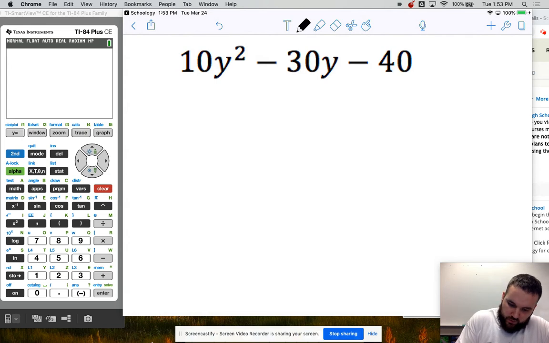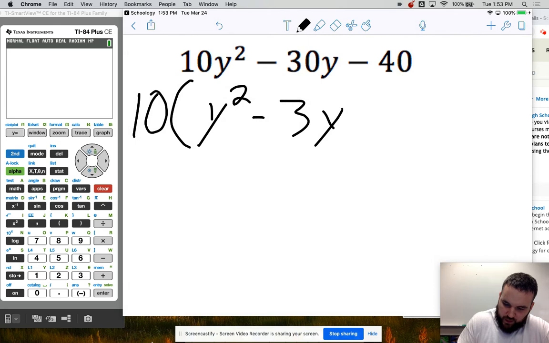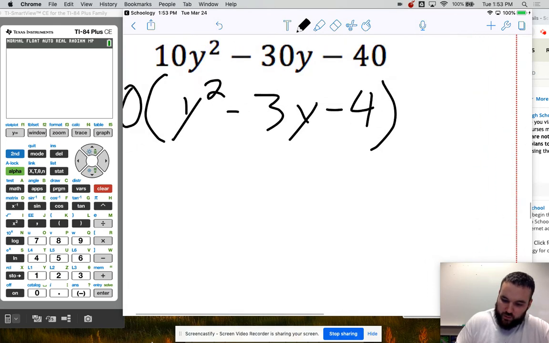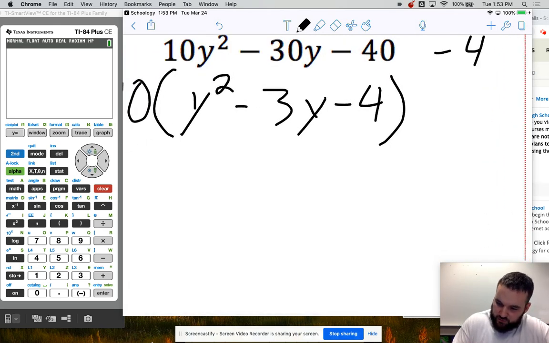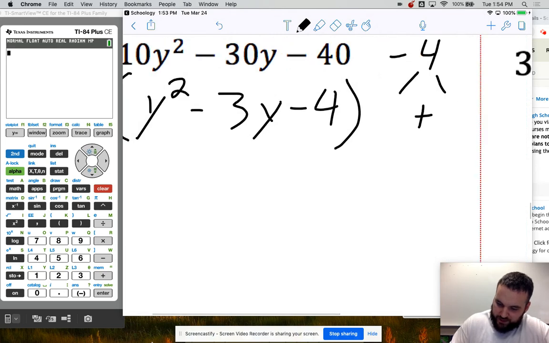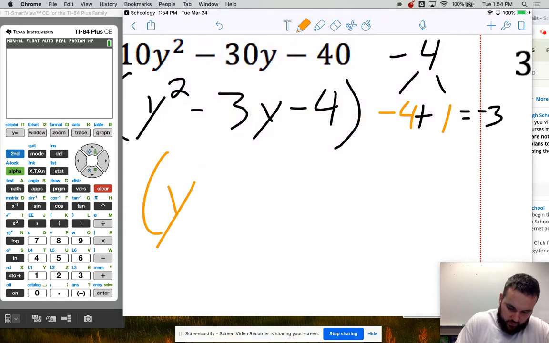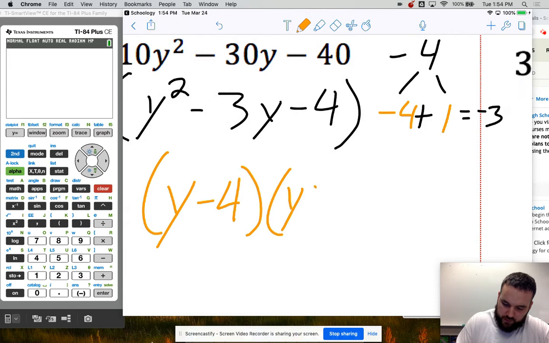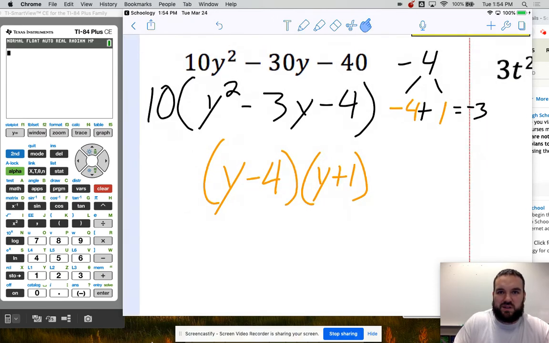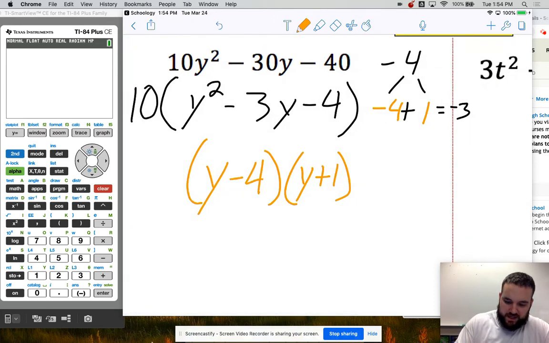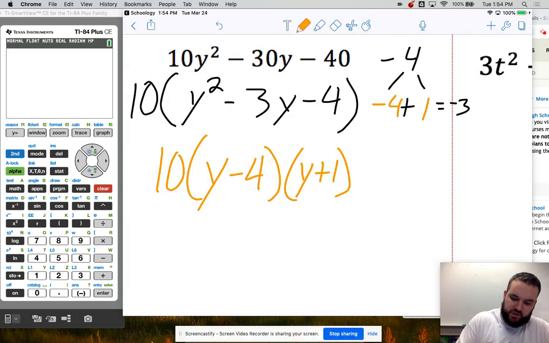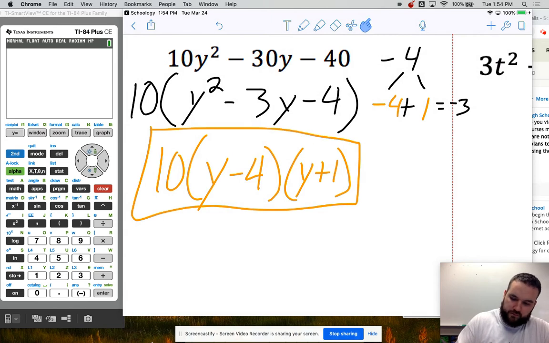Okay, so 10y squared, 30y, and 40 can all be divided by 10. So I got y squared minus 3y minus 4. Now that y squared is by itself, I just need two numbers that multiply to negative 4 but add up to negative 3. In this case, those numbers are negative 4 and positive 1. So y minus 4 times y plus 1. Notice that even though I use the letter y in this example, the techniques are still the same. I'm just using y in my answer instead of x. And don't forget that GCF of 10, putting that out front.